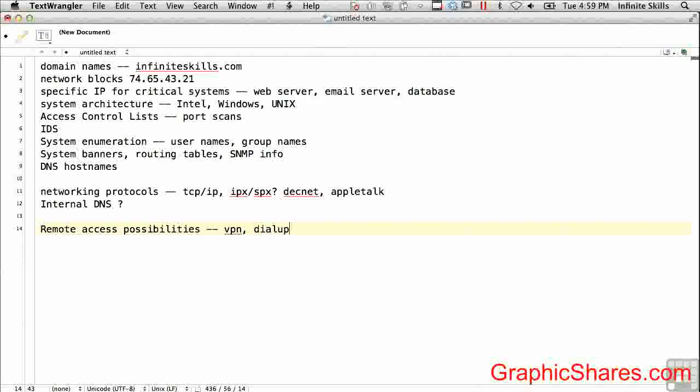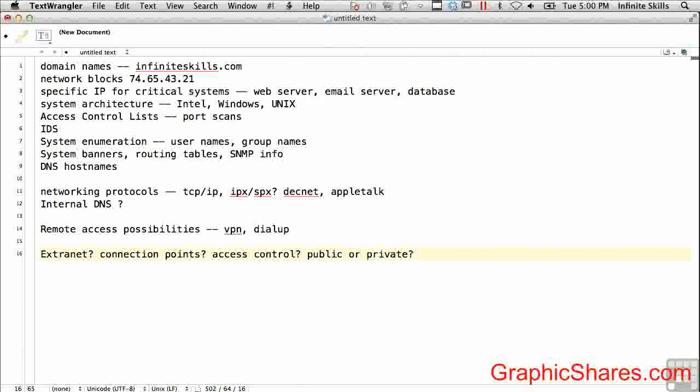And yes, people still use dial-up. How about extranet? Do they have connections to other partner facilities? What are the connection points? What sorts of access control are they using? Is it public or private? In other words, are they doing some sort of VPN tunnel between the endpoints, or are they using just a private line to connect the two different endpoints?